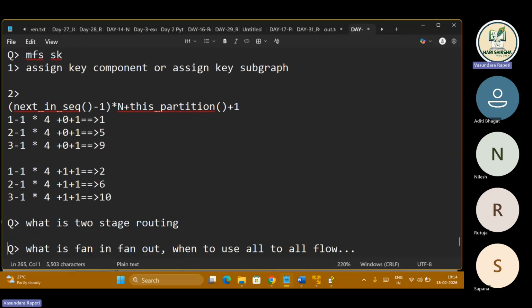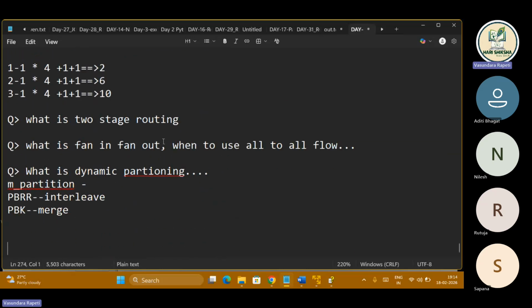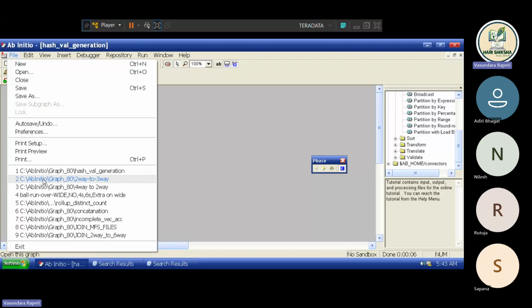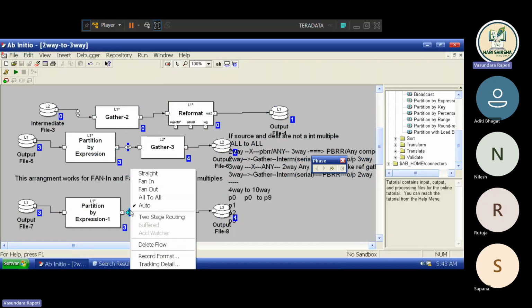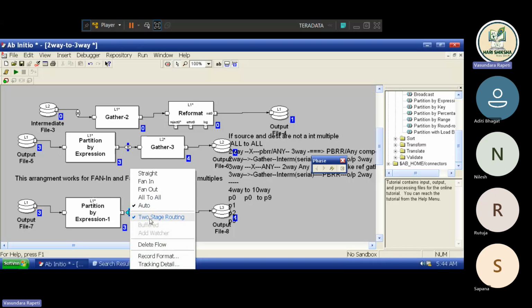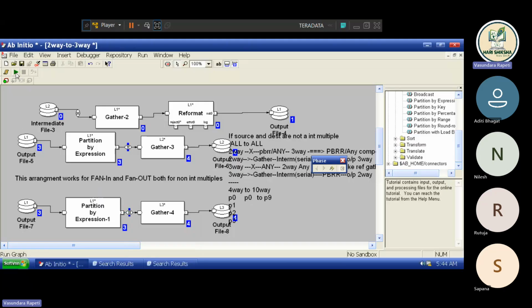Anything else remaining before moving to performance? What is two-stage routing? Yes. So we learned this all-to-all flow. Here itself, for saving the storage, you can do two-stage routing. Here we used this all-to-all flow, right? Here itself, two-stage routing is also available. So if you select two-stage routing instead of all-to-all flow, then also your graph will work.